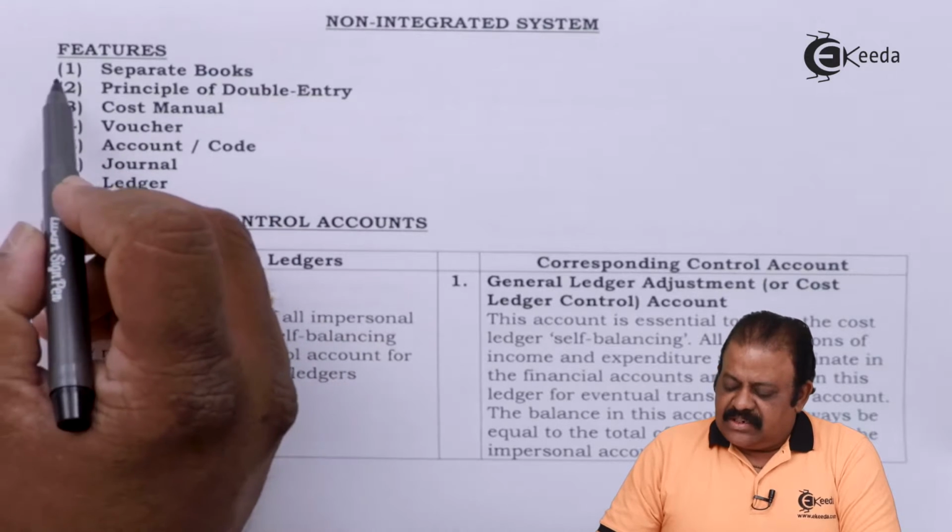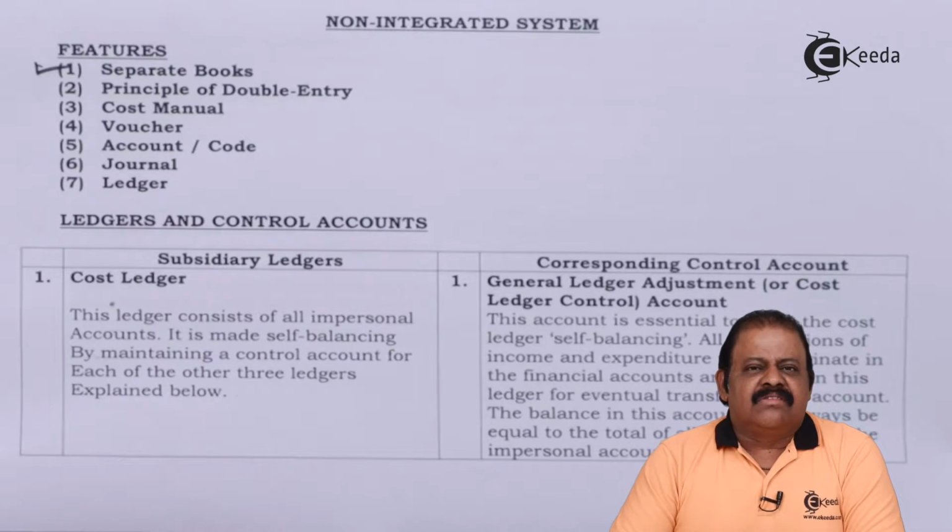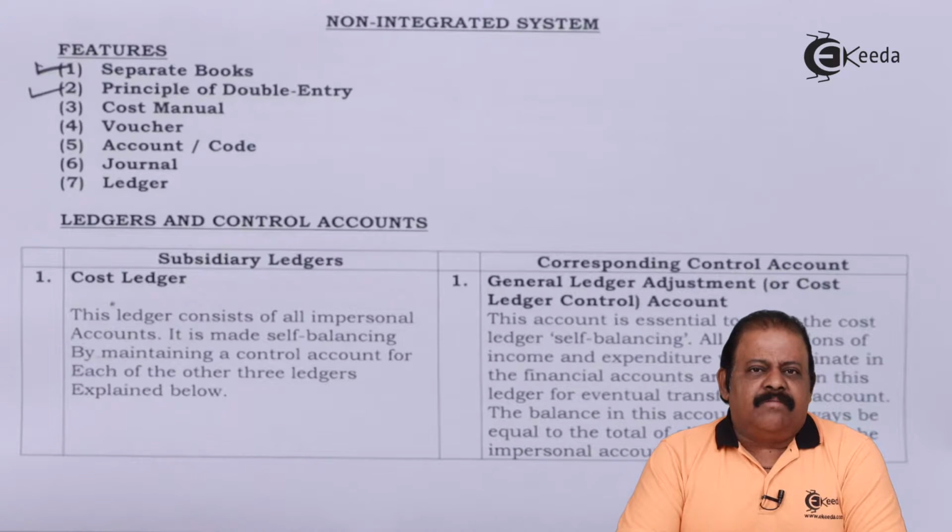If we see the features, first, separate books. There will be two separate sets of books, financial book and cost book. Therefore, it is called non-integrated. Books are maintained under the double entry system of bookkeeping. That means for every transaction we record in the form of debits and credits.